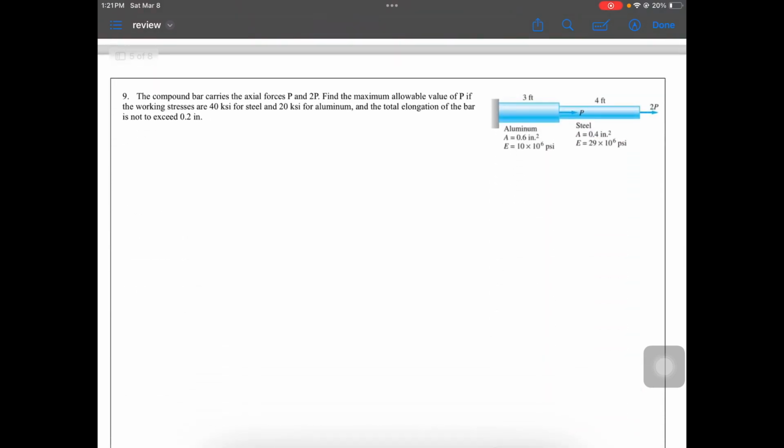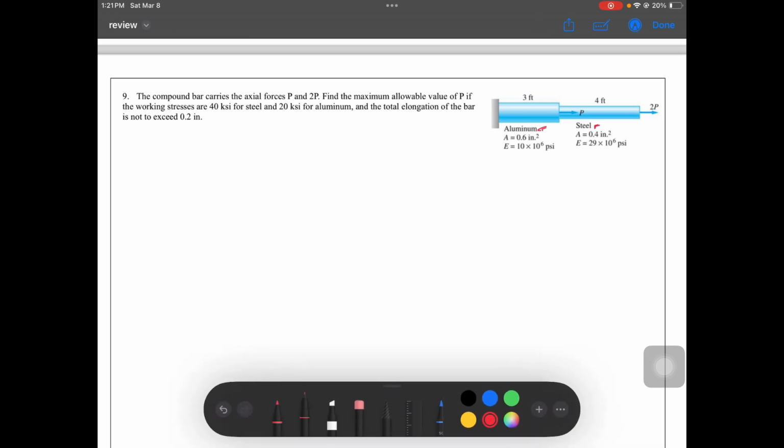Next, ito naman, compound bar naman siya. Unlike yung sa kanina, uniform yung material kanina, dito magkaiba na. Aside from that, magkaiba na rin yung cross-section nito. So, example number 9, compound bar carries axial forces P and 2P and P. Find the maximum allowable value of P if the working stresses are 40 ksi for steel and then 20 ksi for aluminum. Total elongation also must not exceed 0.2 inches.